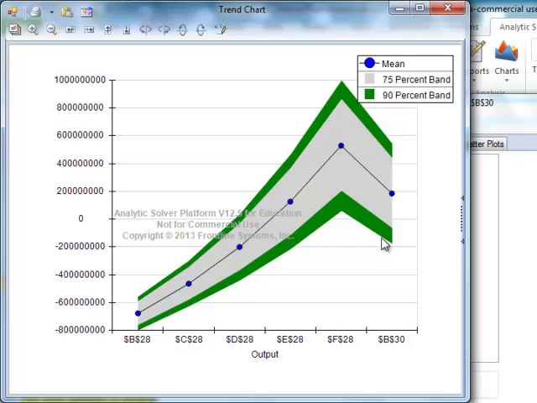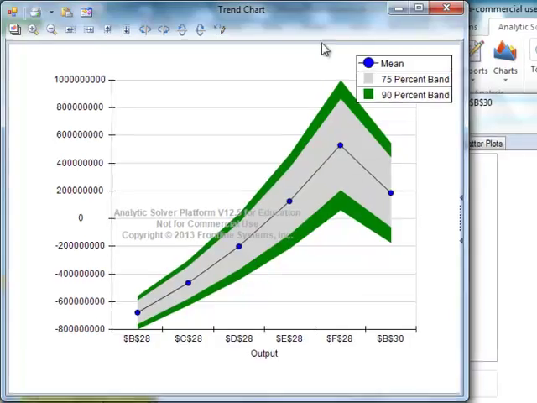So we see right here on this chart, we can say to management, well, let's look at what we think the absolute prediction is, but more importantly, what is the band that we're 75% confident in, and what is the band that we're 90% confident in?